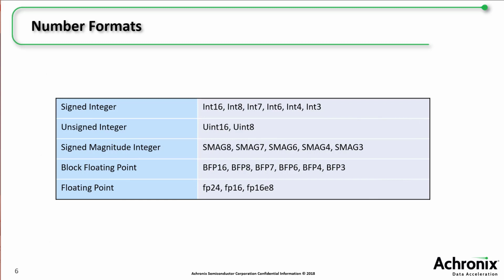Once the relevant input source is selected, the format of the input values must be specified. Currently, the MLP supports more than 20 different formats, ranging from signed 3-bit integers through to 24-bit floating point values. The range includes signed, unsigned, signed magnitude, block floating point, and floating point types.